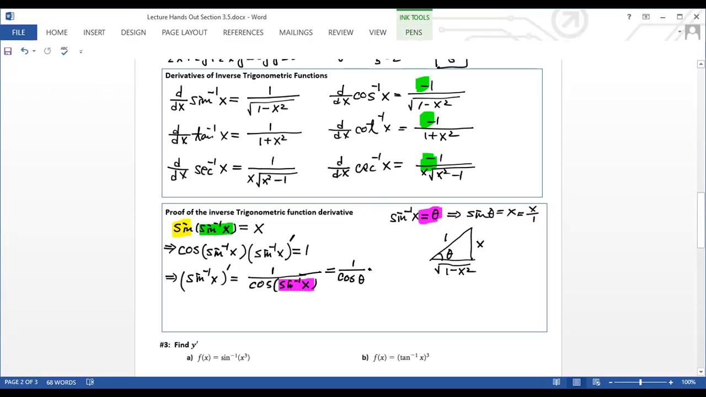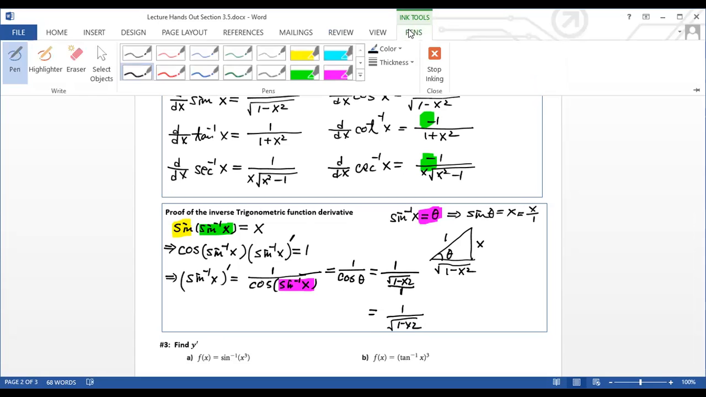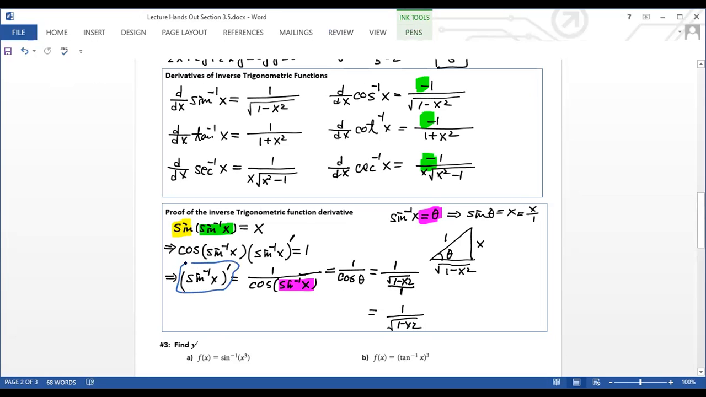So what is cosine? Cosine is adjacent over hypotenuse. So it is 1 over, okay, so this is the 1, and this is the adjacent. So this is the square root of 1 minus x squared over the hypotenuse, which is 1. So right, now you simplify this fraction, you flip it. So this is 1 over the square root of 1 minus x squared. So that is why the inverse sine prime, right? The prime here, you can rewrite as just the derivative. So it's the derivative of inverse sine x, right? That is how we prove this formula. That's how we prove these formulas here, right?